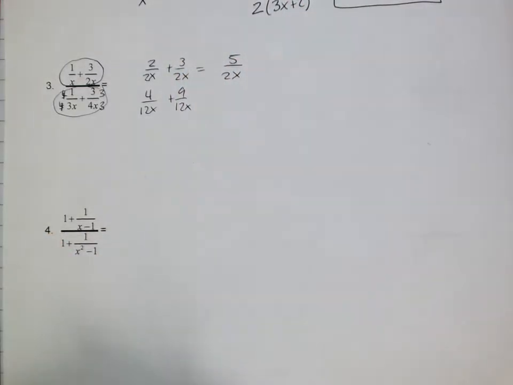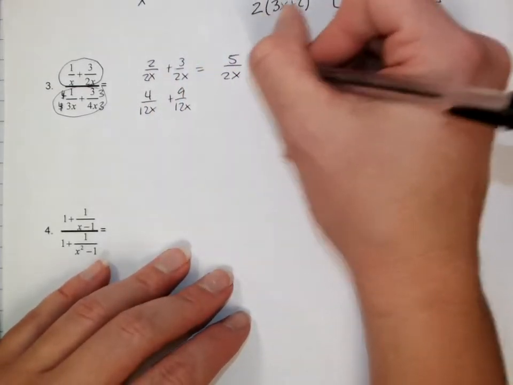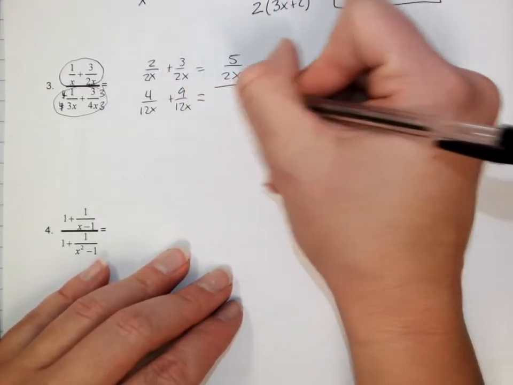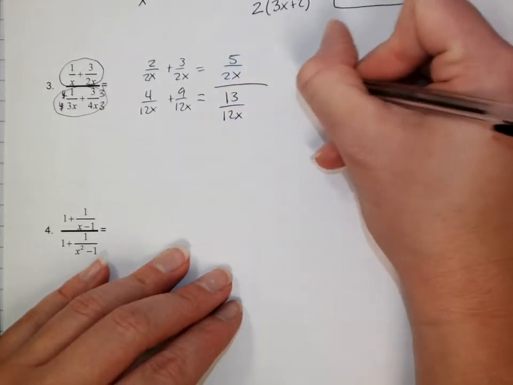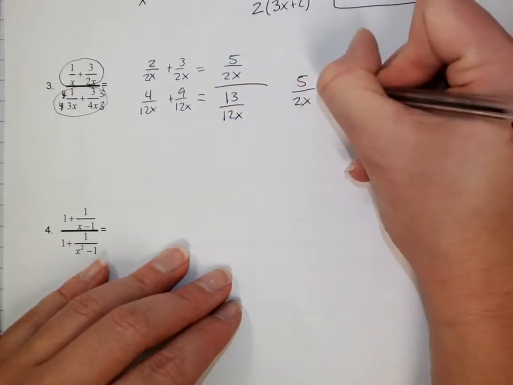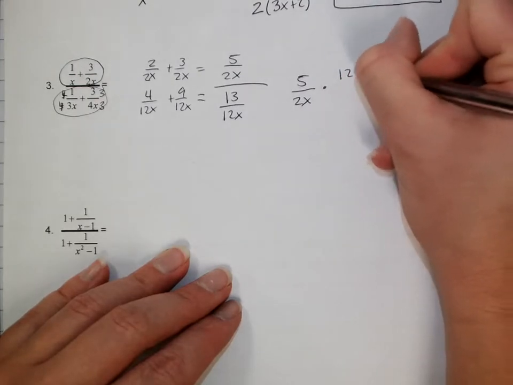At this point, I might go ahead and skip a step and say, well, I already know what that's going to be and flip it, but just for note's sake, I'm going to keep going this way. 13 over 12x. Again, first equation stays the same. I change it to multiplication and flip the second.